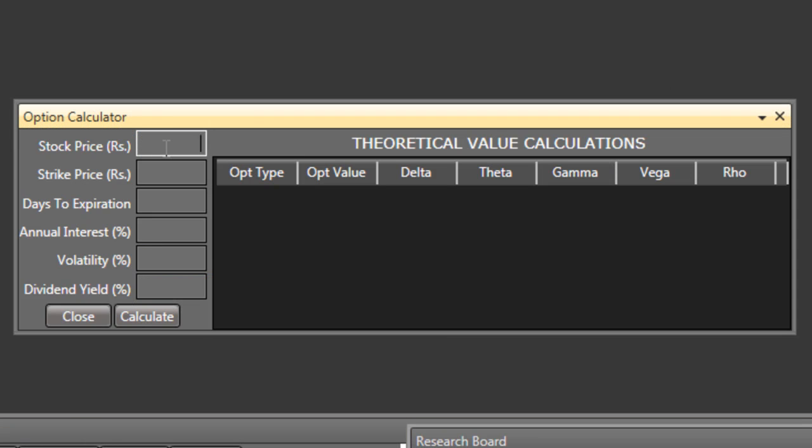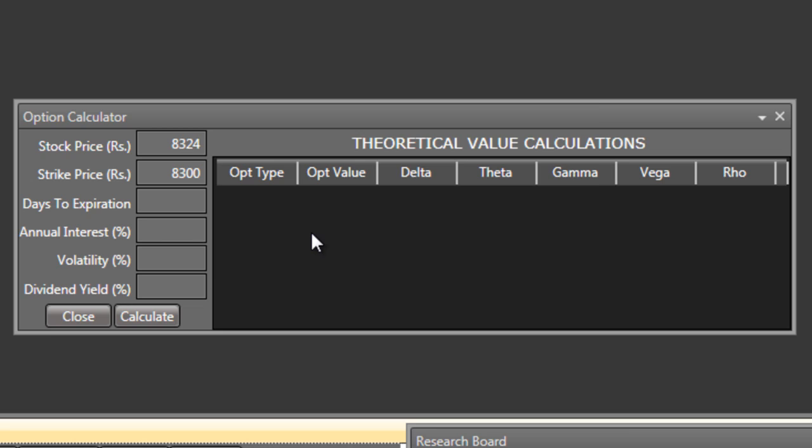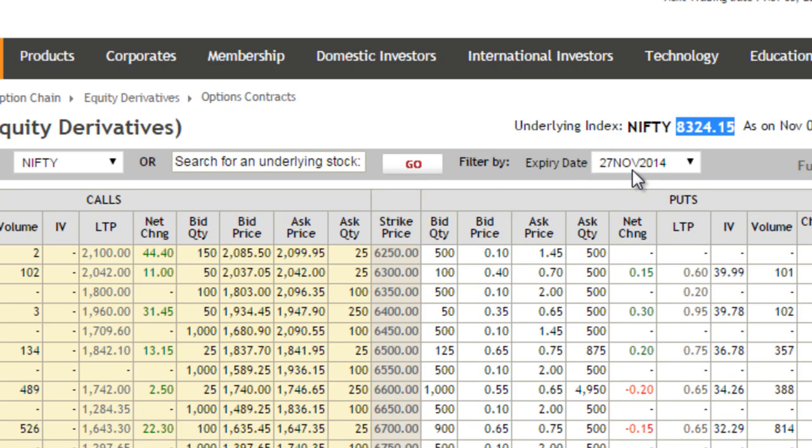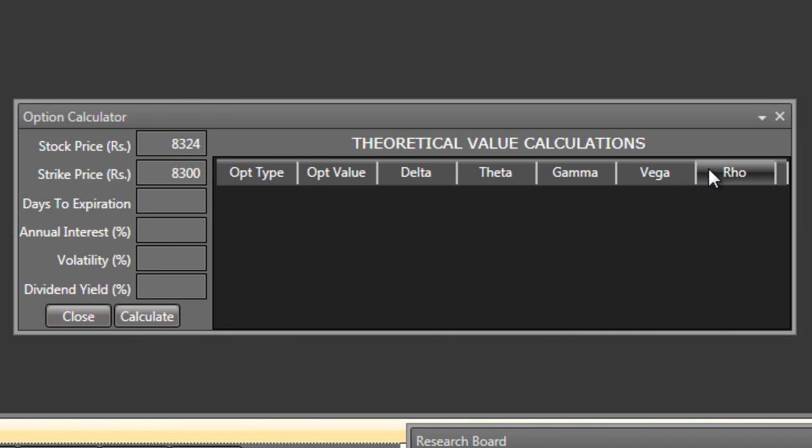So I'll put 8,324 here as the underlying asset value. Then we choose 8,300 as the strike price. Then for days to expiry, we have to check how much time is left for the contract to expire. For that we again go to the National Stock Exchange website. I see the expiry date is 27th of November. That means around 24 days are left.